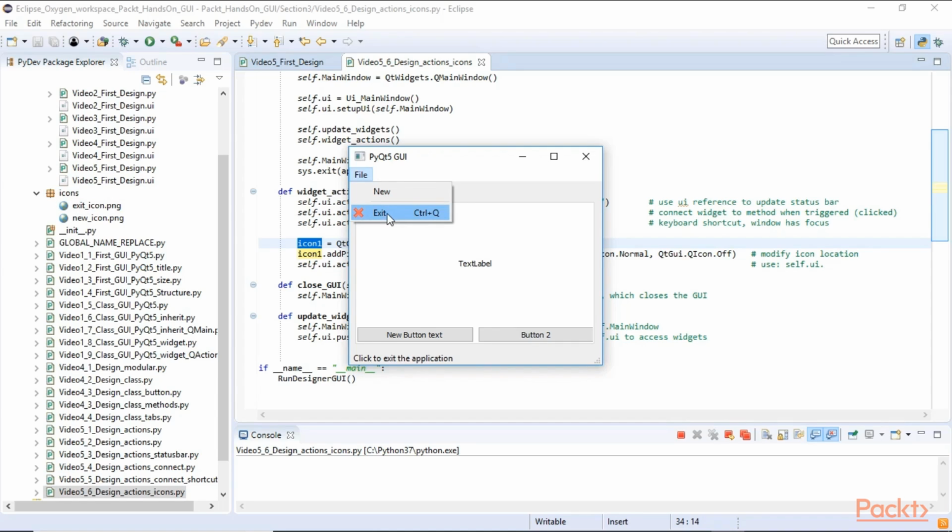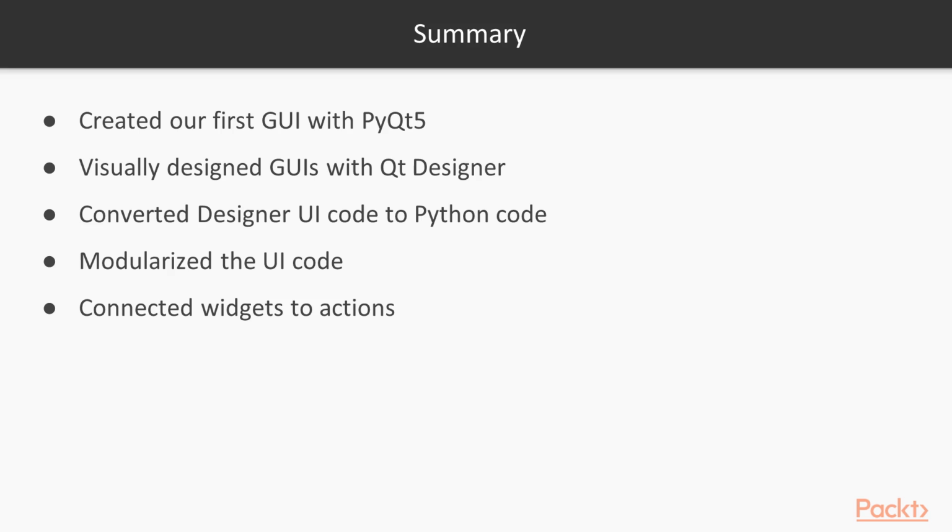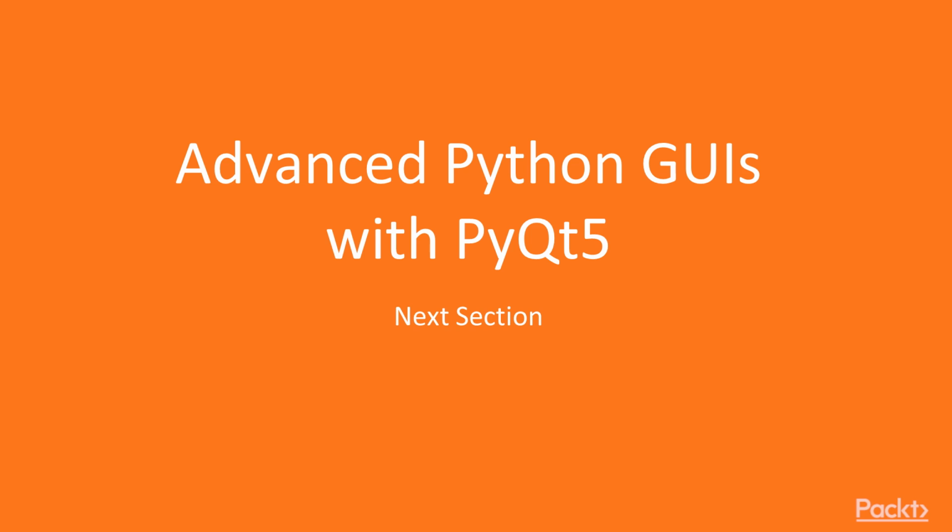In this video, we connected widgets to actions, so they actually did something. And in this section, we first created our first GUI with PyQt5. We then visually designed GUIs with Qt Designer. We converted the designer UI code to Python code. We modularized the UI code, and right now we made the widgets do actions. In the next section, we will create advanced Python GUIs with PyQt5.